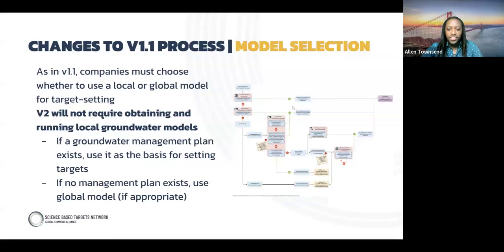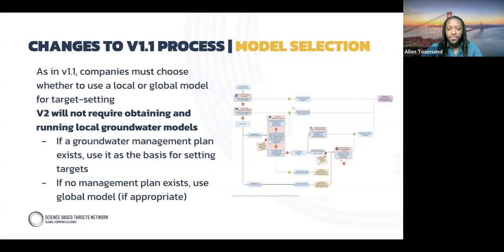Next is the model selection process. As in version 1.1, companies can choose, or must choose, I should say, whether to use a local or global model. Version 2 takes a simpler approach to model selection than the current approach prescribed in version 1.1.